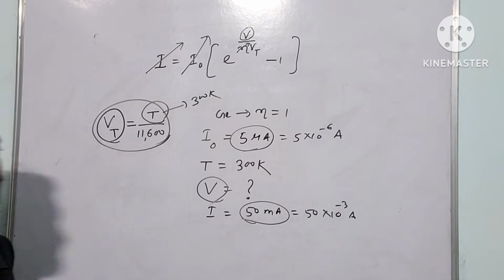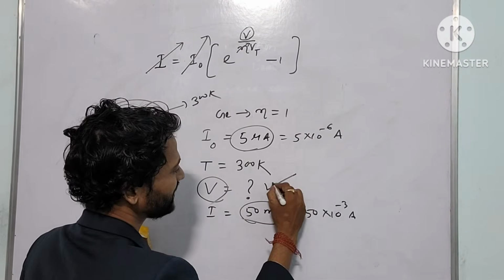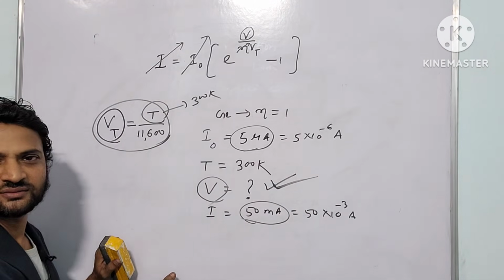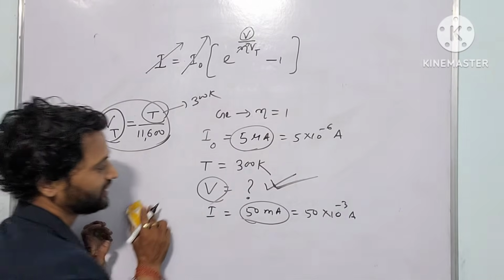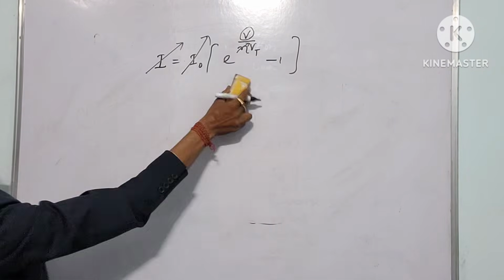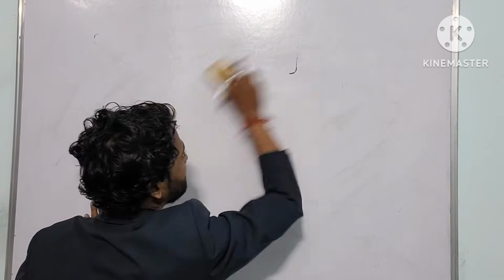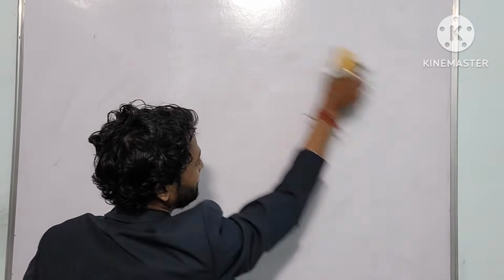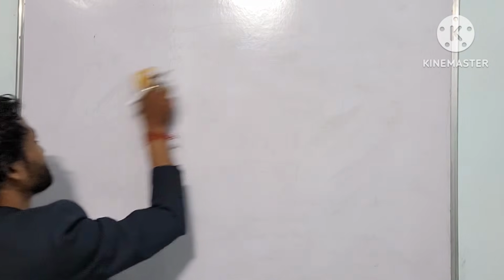Clear? I think you calculate the answer and write it in the comment box. Shall I calculate? Unnecessarily, it will take time. You calculate. I have already told the concept. I have explained the concept nicely. You do the calculation. That is your job.